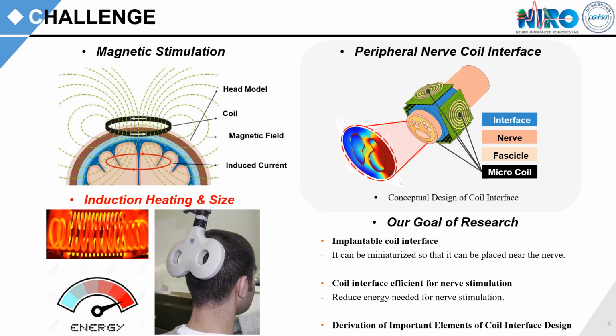So our research goal is to develop a neural interface that can address these limitations. As the first step, we designed the coil interface targeting the peripheral nerves. As shown in the figure, the proposed coil interface is different from conventional coils. Unlike traditional systems, our design can be implanted directly on the nerve surface. This allows us to achieve higher resolution and smaller size, and this could serve as a crucial breakthrough for the development of more efficient magnetic stimulation interfaces in the future.